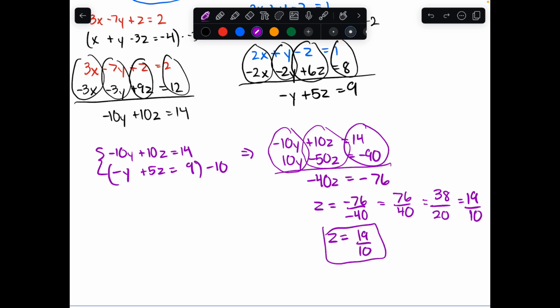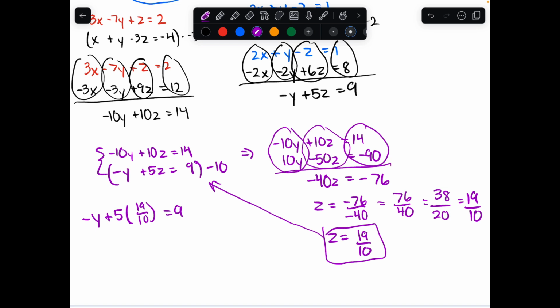Now that we know what z is equal to, we can plug it into one of our equations, and we can get a value for y. So let's go ahead and do that. Now, personally, I think the bottom equation looks a little bit easier since the numbers are smaller, so I'm going to use that one. So I have negative y plus 5 times z, but what is z? 19 tenths is equal to 9.